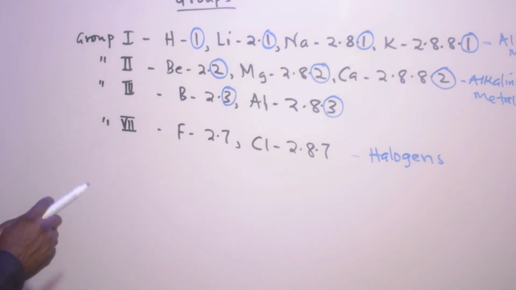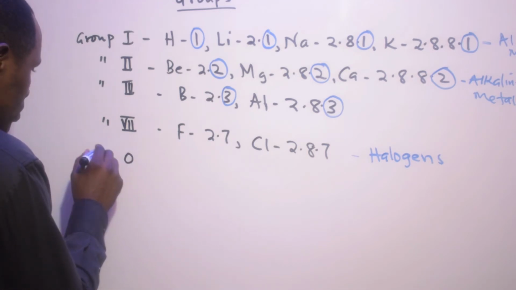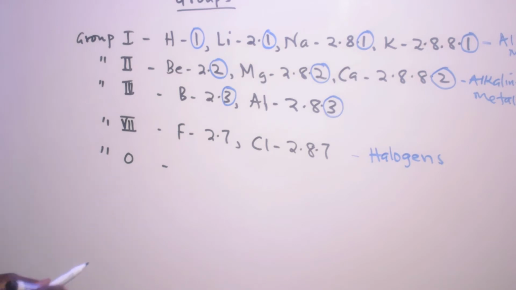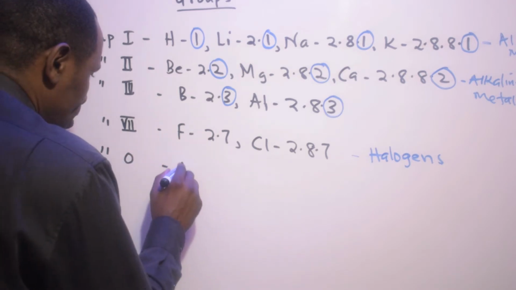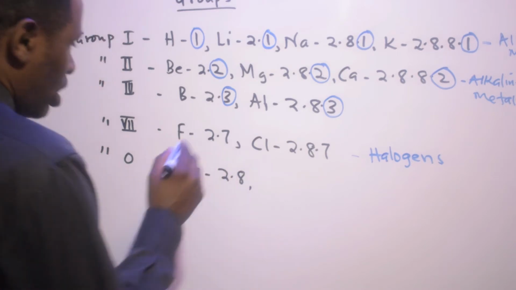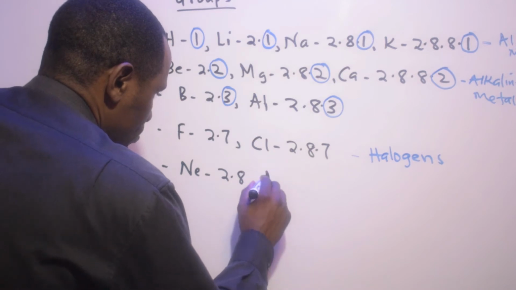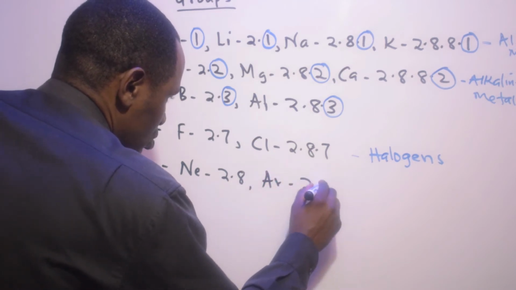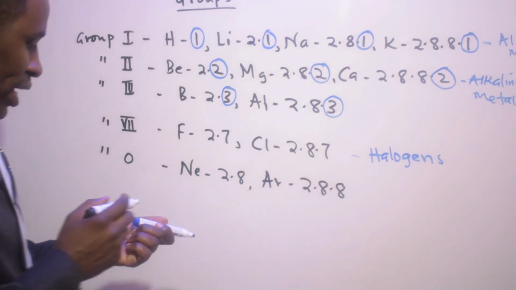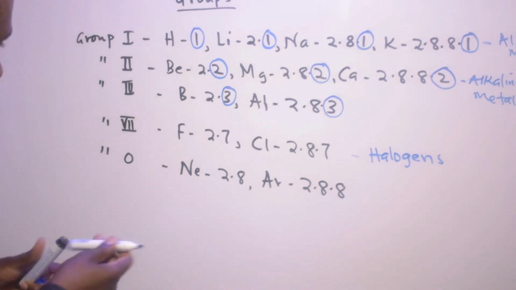Another group here that has a special name is group 0. This one comprises something like neon, which is 2, 8, again looking at the electrons in the outermost energy level. We do have argon, 2, 8, 8. That's atomic number 18.